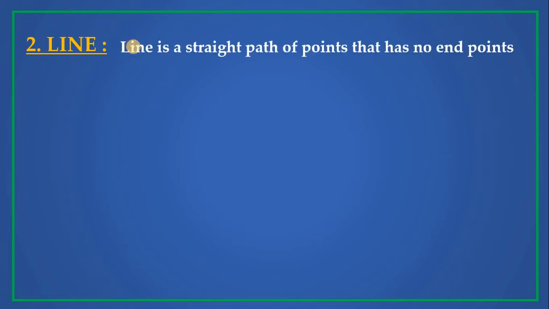First, see the definition. A line is a straight path of points that has no end points. So here I have taken a path, children. This path has been formed by many points and it has no end points. Hence, on both sides I have shown arrow marks. These arrow marks say that there is no end for a line.